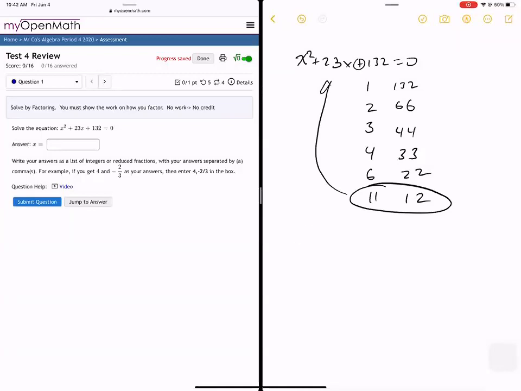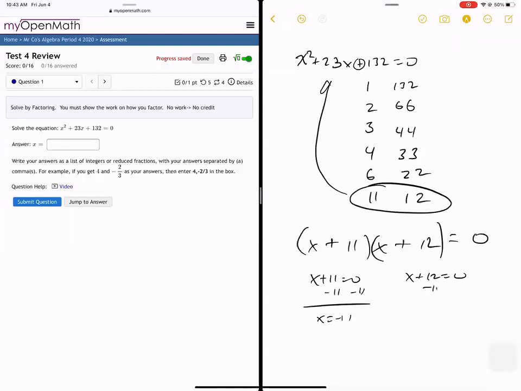So what we do is we break it apart: x and x, 11 and 12. Since it's plus plus, it's plus plus. You can see here, I just walk through the numbers. Oftentimes it's going to be a lot easier than this. But if you don't know what it is, I just start picking numbers and multiplying them to get to 132. x plus 11 is equal to 0, and x plus 12 is equal to 0. What numbers will make this go to 0? Minus 11, x is equal to negative 11. Minus 12, x is equal to negative 12.